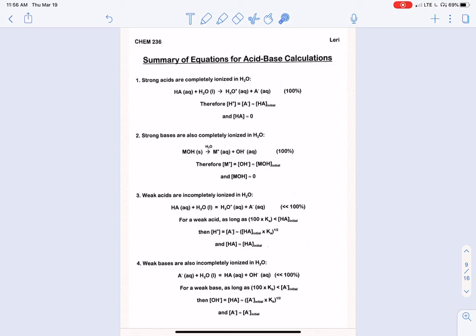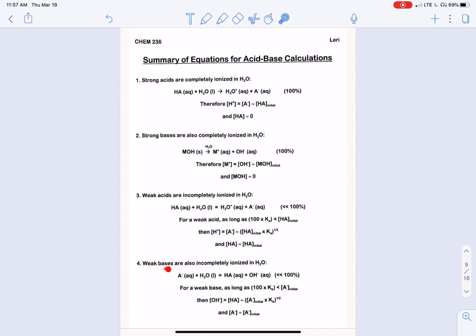We also talked about strong bases. Strong bases are also completely ionized in water. For example, this metal hydroxide breaks apart into metal cations and hydroxide, and the concentration of hydroxide is going to be equal to whatever the initial concentration of the strong base was. So if you have the concentration of that strong base, you can figure out the concentration of the hydroxide because this is not an equilibrium. You have no intact base molecules at equilibrium.